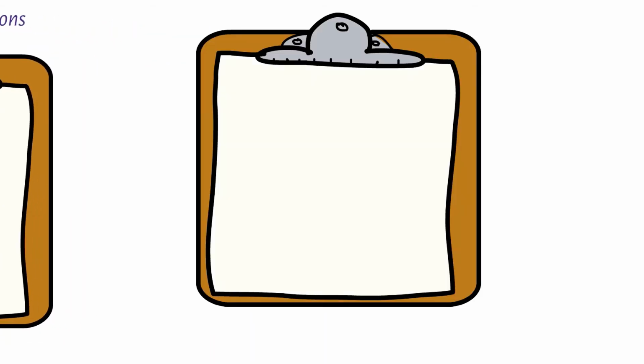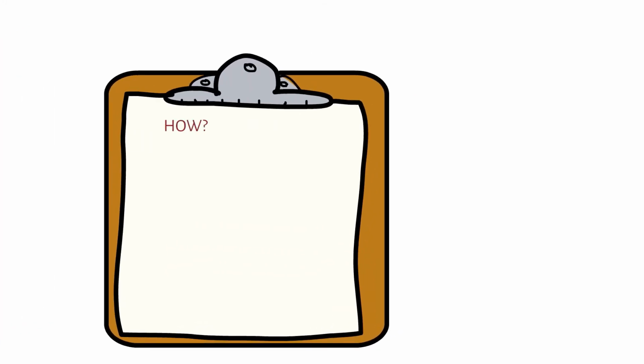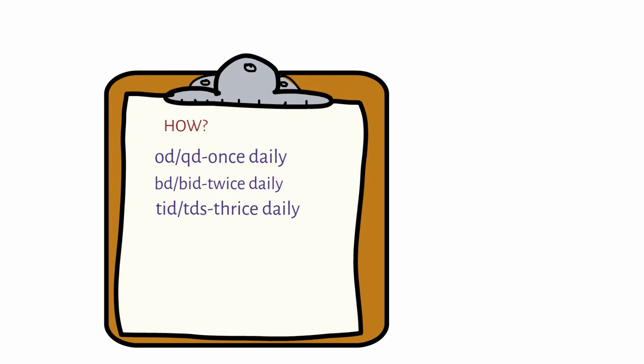STAT means you're supposed to be given one dose and you take it immediately. When it comes to how often to take the drug, we have OD or QD, which basically means once a day. BD or BID means twice daily. TID or TDS means thrice daily, that's 3 times a day, after every 8 hours. And QID means 4 times a day, that's after every 6 hours.